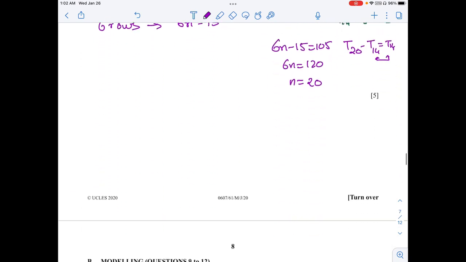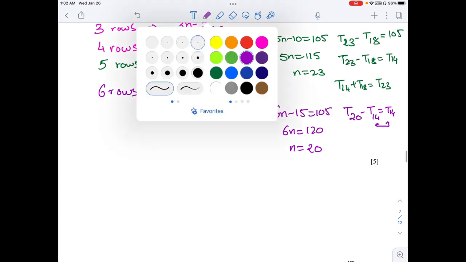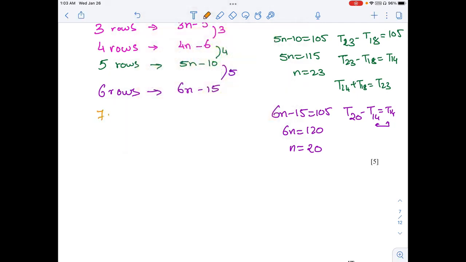Now we try for 7 rows. It's going to be 7n minus, see the pattern, add 6 to that. It becomes 7n minus 21. So 7n minus 21 should be equal to 105. 7n is equal to 126. So n is equal to, I think, 18. Okay, it works. So T18 minus 7 rows, 18 minus 7, 11, is equal to T14.